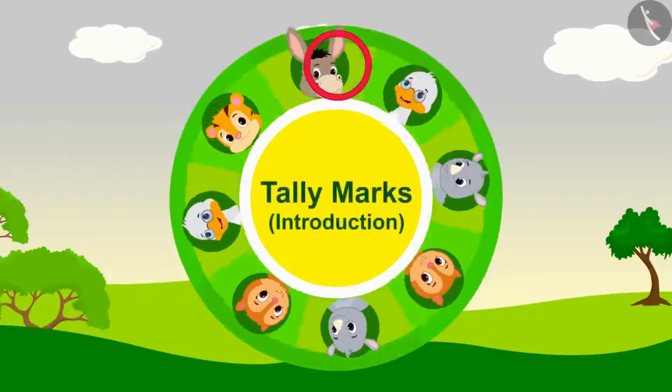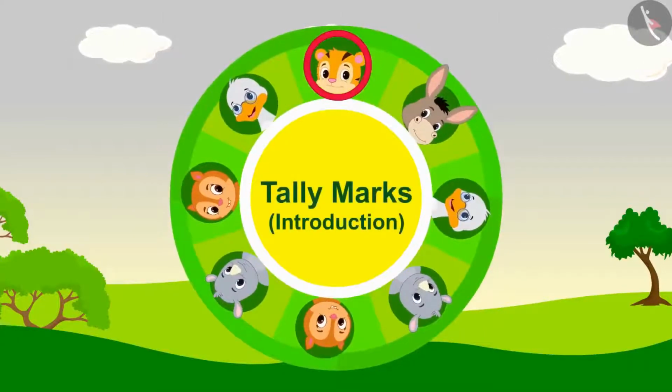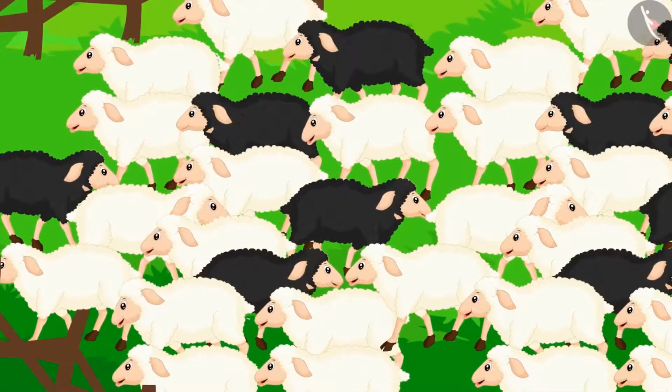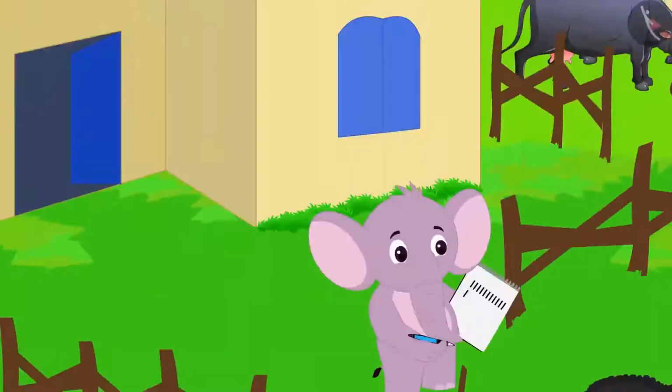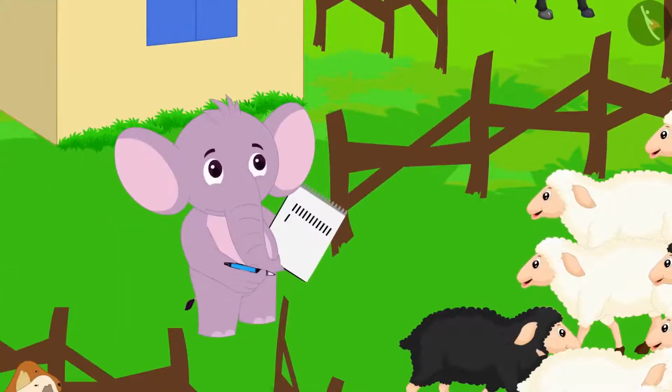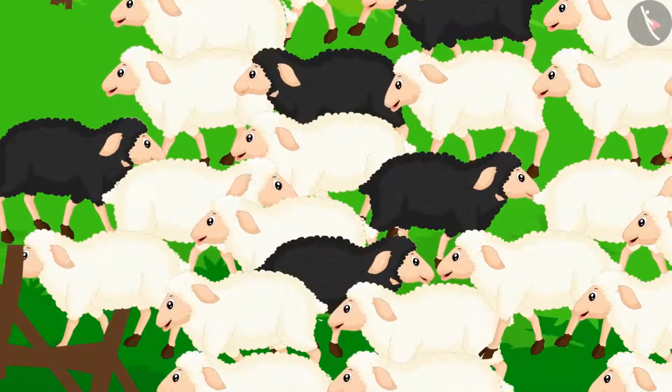Today we will learn about tally marks. Appu has a lot of sheep, goats and cows. He is counting them. He first started counting his sheep.